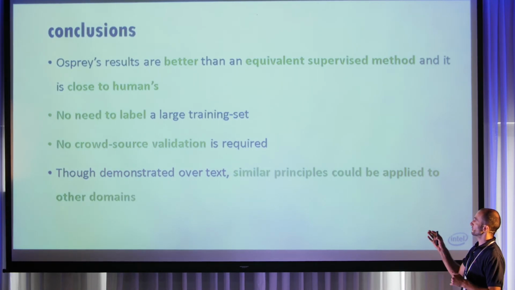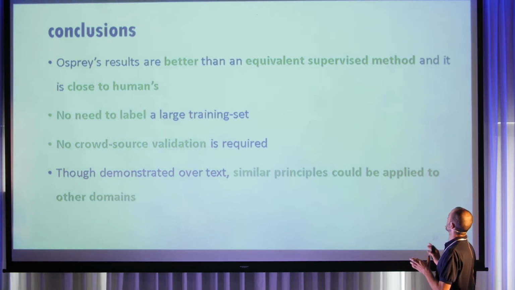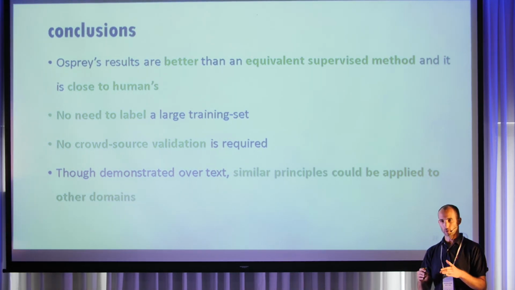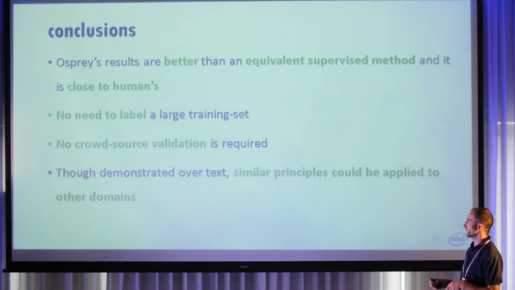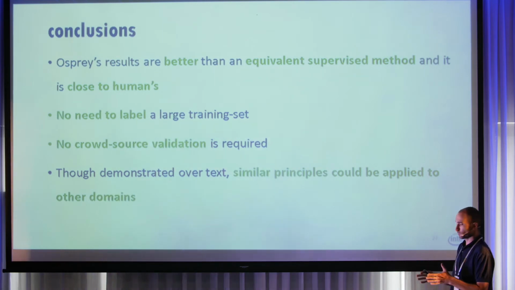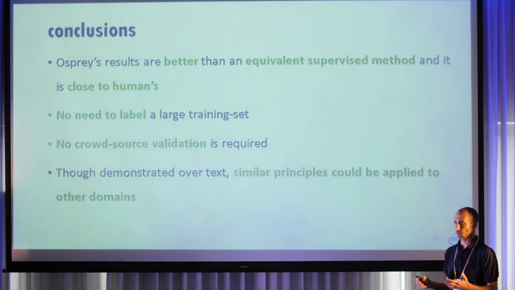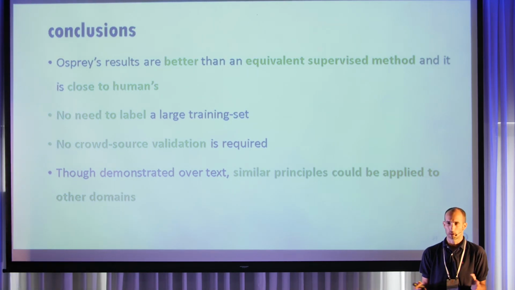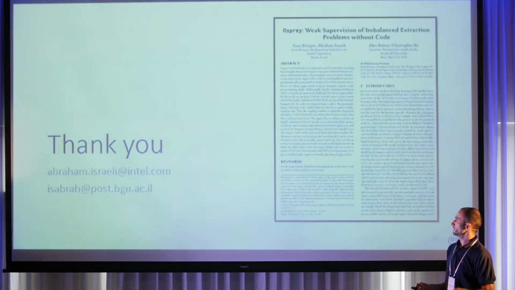Generally speaking, Osprey results are better than equivalent supervised, and it's close to human, to AMT plus labeling. You don't really need to label the data, no crowdsourcing along the process, and although we demonstrated on text problems, Osprey and Snorkel in general are very relevant to any problem you can think about, images, general classification problems, etc. Once you have unlabeled data, you can apply Osprey or Snorkel to solve the problem.